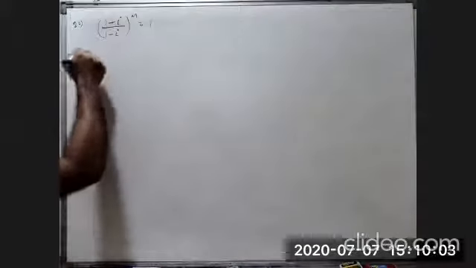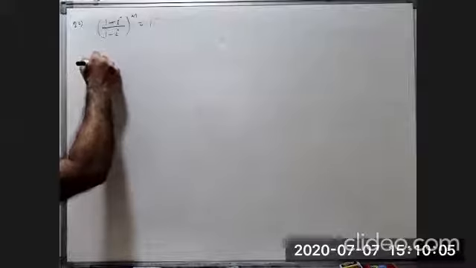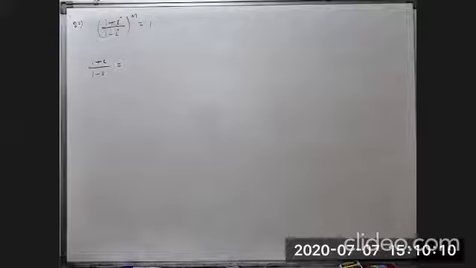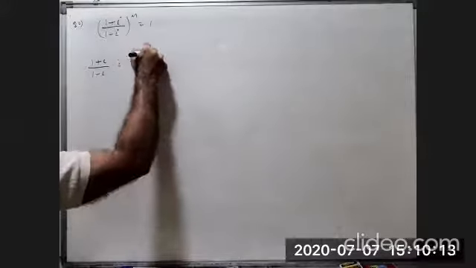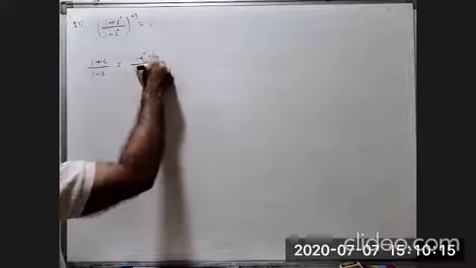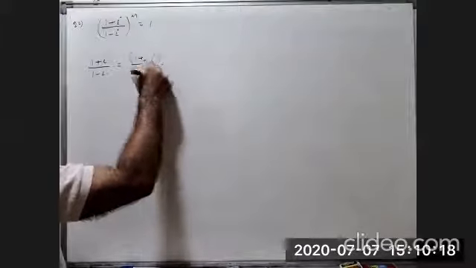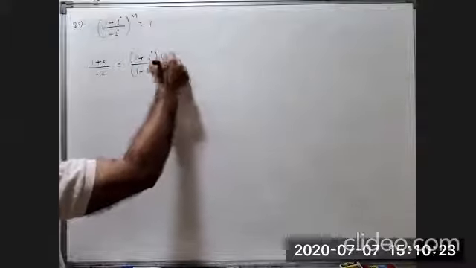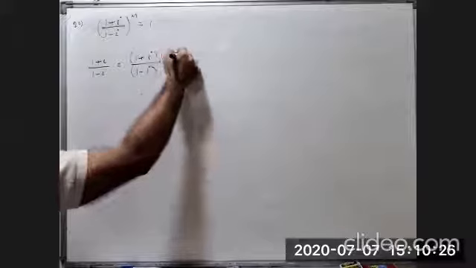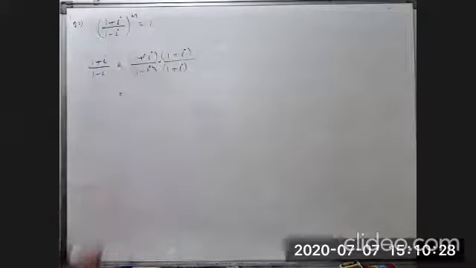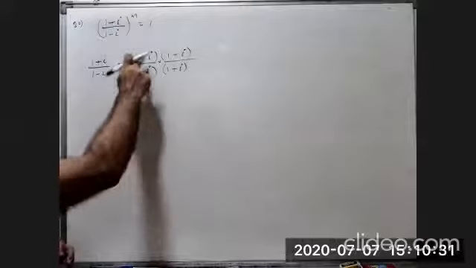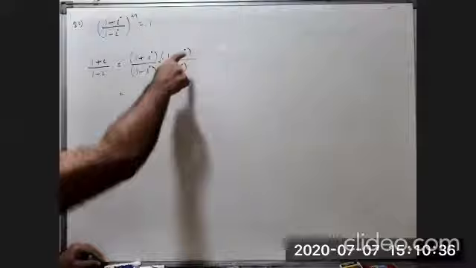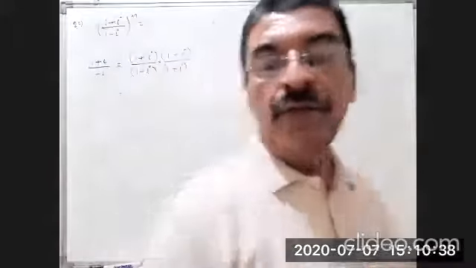So we'll do one thing. First, we will find the standard form of (1 plus i) by (1 minus i). We know that whenever we get a complex denominator, we multiply with the conjugate, 1 plus i. In the numerator, take 1 and multiply with each term, then take i and multiply with each term. The denominator is 1 square minus i square.